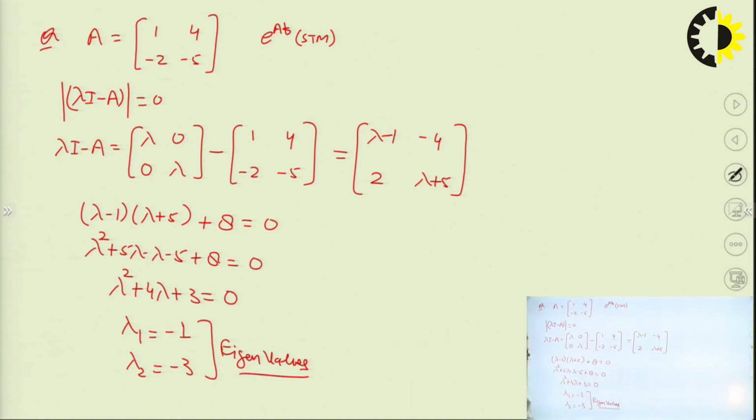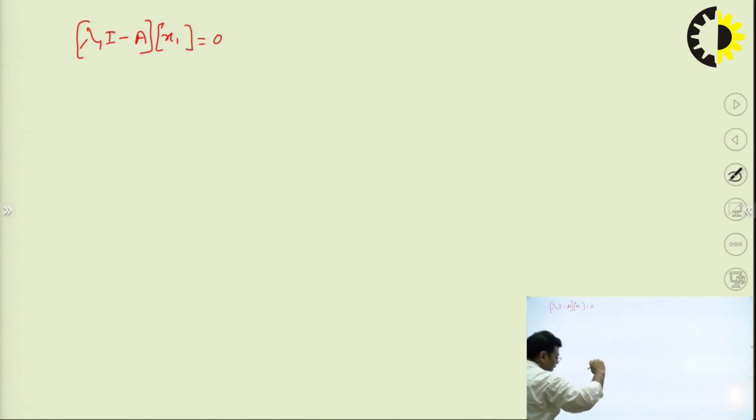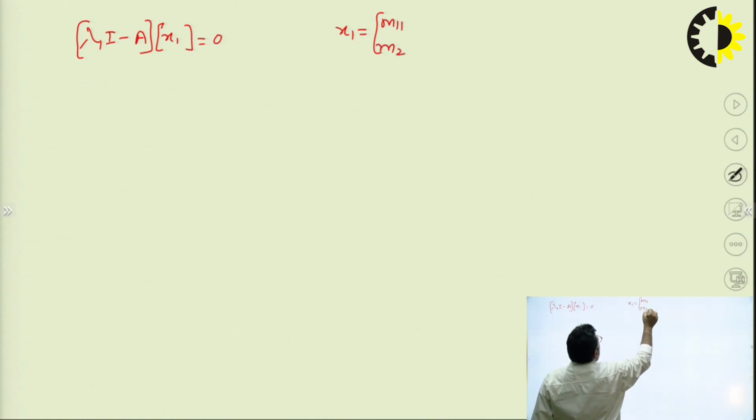These will be the eigenvalues. Now, corresponding to these eigenvalues, you can find the eigenvector. So, the eigenvector corresponding to the first eigenvalue, minus 1. I can write (lambda 1 I minus A) into x1 is equal to 0, where x1 will be m11 and m21.